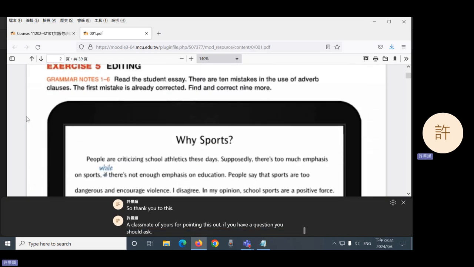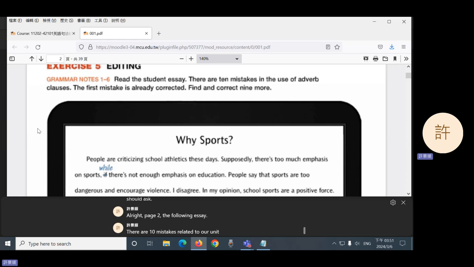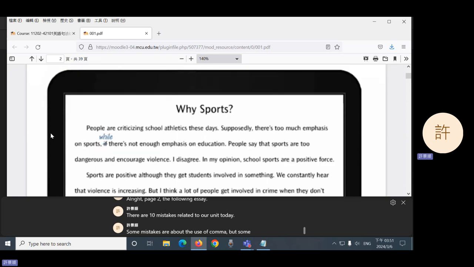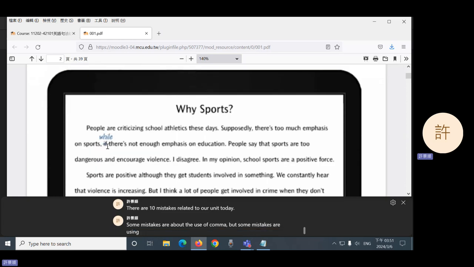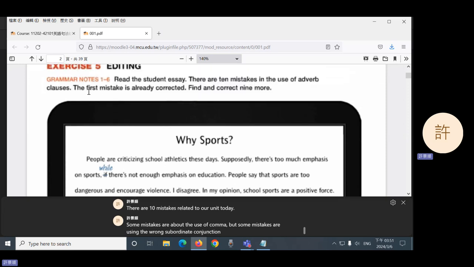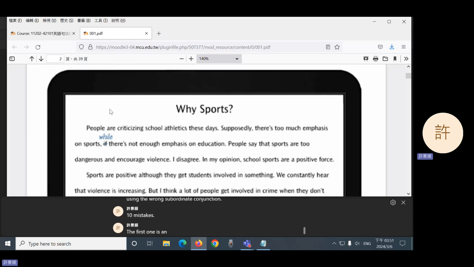All right, page two. In the following essay, there are 10 mistakes related to our unit today. Some mistakes are about the use of commas, but some mistakes are using the wrong subordinate conjunction. 10 mistakes, the first one is an example. So let's look at this example.